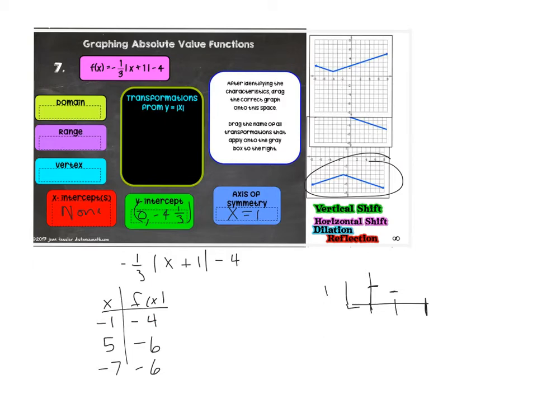The vertex is at negative 1, negative 4. The range, y is less than or equal. It's going down from the negative 4 spot. The domain is infinite. Is this a vertical shift? Yes, it went down. Is it horizontal? Yes, it went left one. Is it a dilation? Yes, by a factor of 1/3. Is it a reflection? Yes. So on this one, it was all of them.